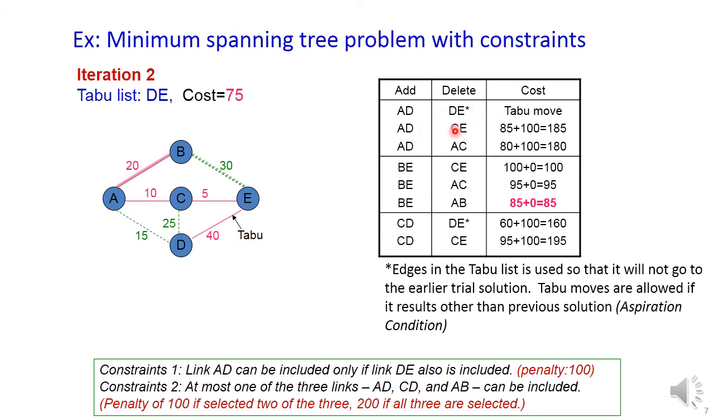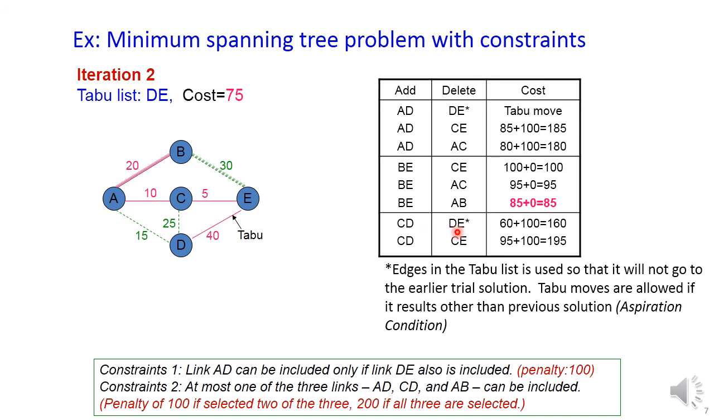Again, adding AD and deleting CE, the cost will be 185. Adding AD, deleting AC will give us 180. BEC will result in 100. BAC will result in 95. BAB will result in 85.